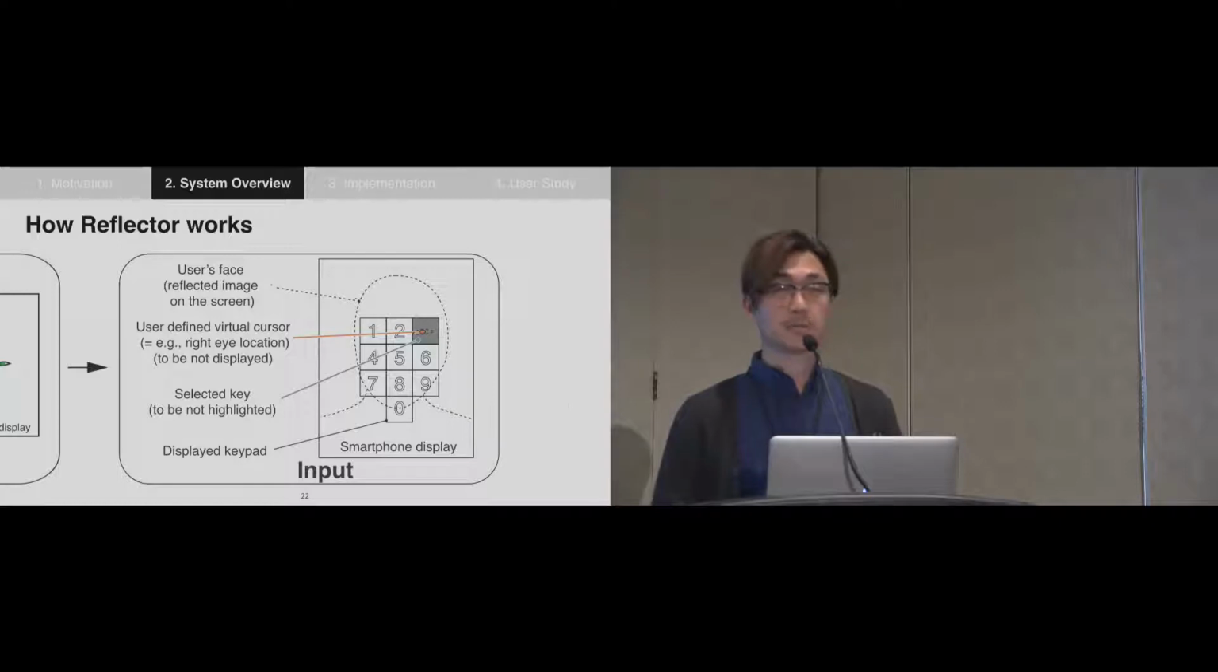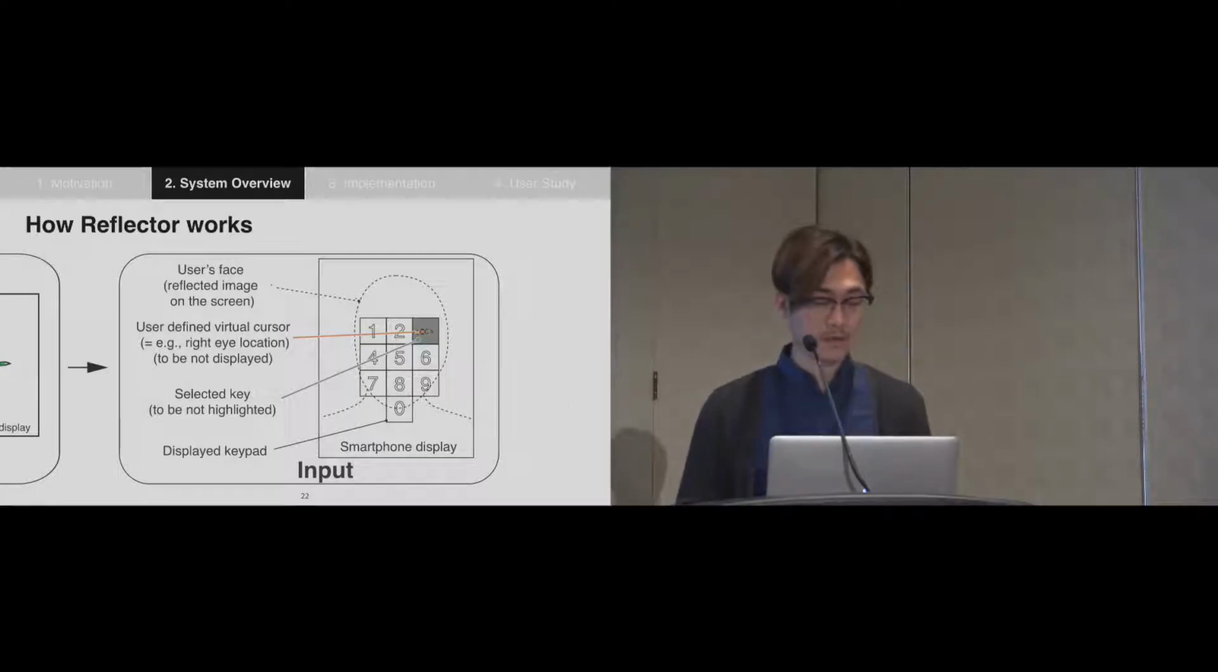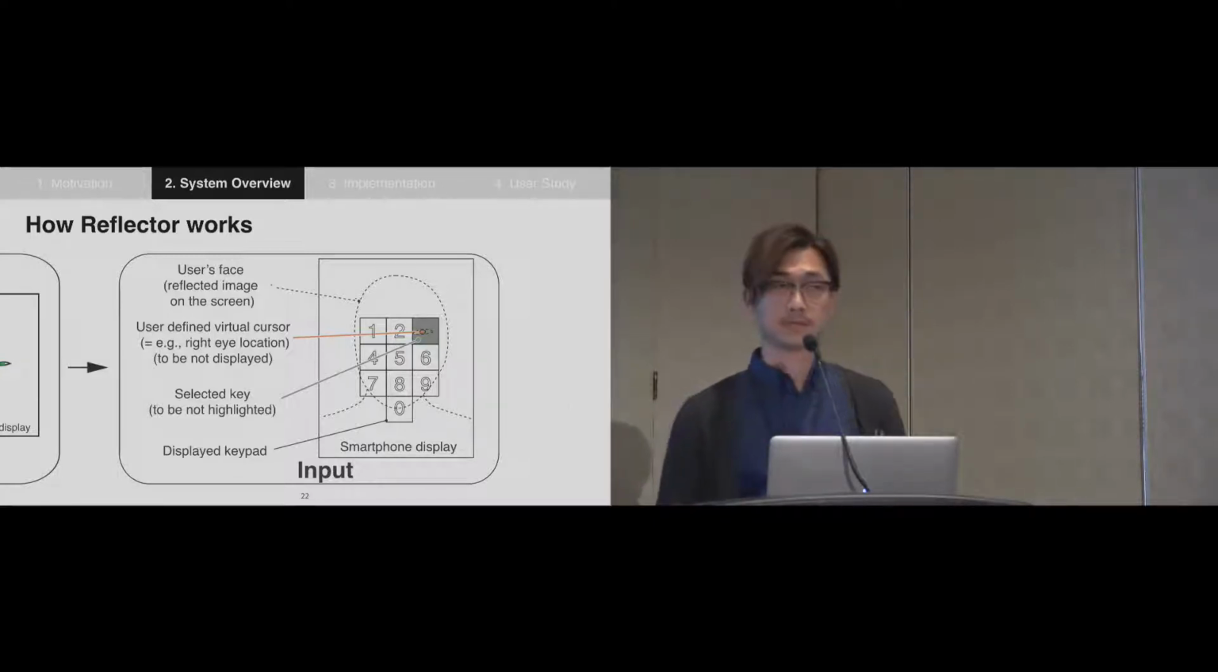Finally, the extracted feature point, in this case the user's right eye, can be used as a pointing device after the aforementioned estimation process. Please refer to the paper for the detailed explanation of the reflection model for this process.